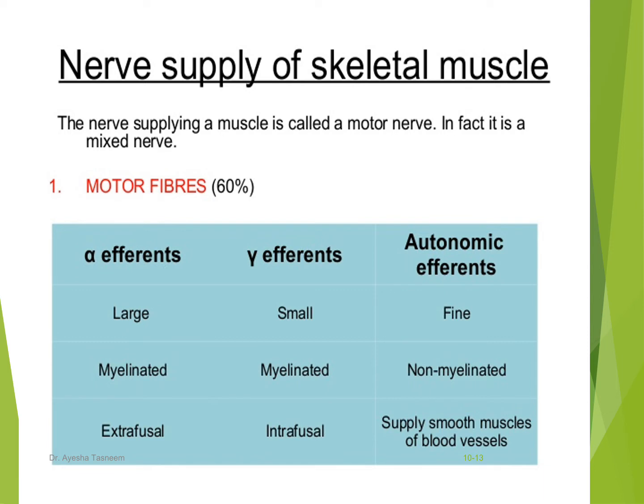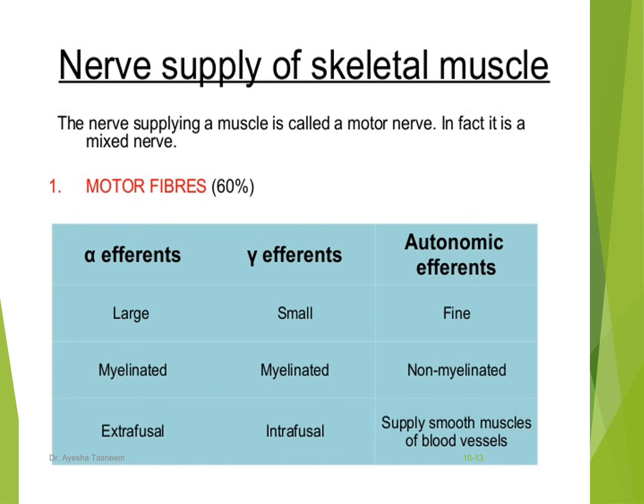Now we come to the nerve supply of the skeletal muscles. The motor fibers of the muscle constitute about 60% of the total neuronal content. It is composed of alpha fibers, gamma, and some autonomic efferents. Alpha fibers are large, gamma are small, and autonomic are a fine variety of fibers. Alpha are myelinated, gamma is also myelinated, and the autonomic efferents are non-myelinated.